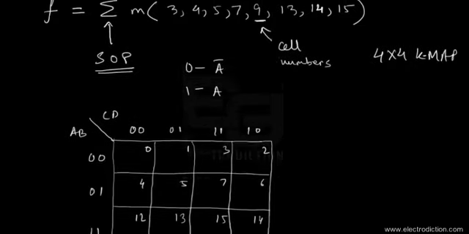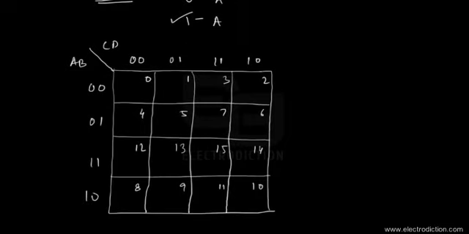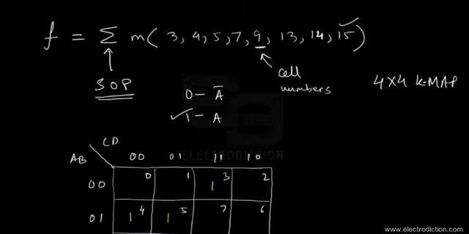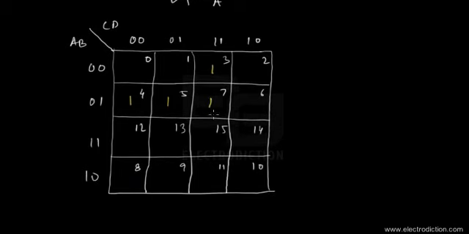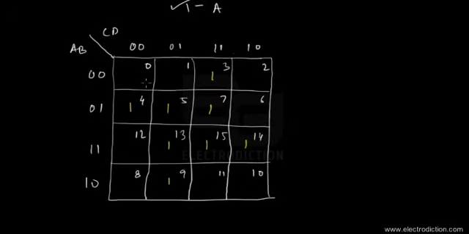If we take a look back at the function, whichever cell number is present in the function, we should always keep in mind that for an SOP type function, we fill those particular cells with 1s. So we have the cells 3, 4, and 5. Let's fill them up, I'll use a different color. Cells 3, 4, 5, and then we have the cells 7, 9, and 13, and then 14 and 15. All right, so now we have filled up our KARNAUGH map.